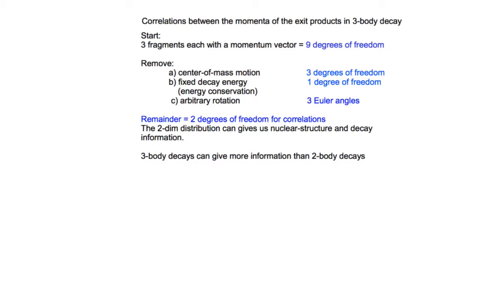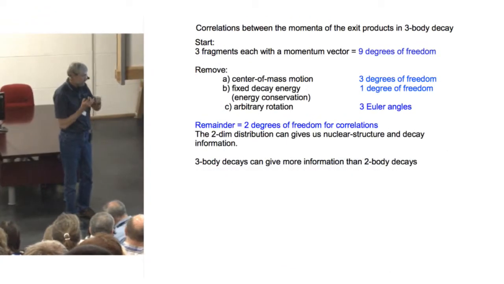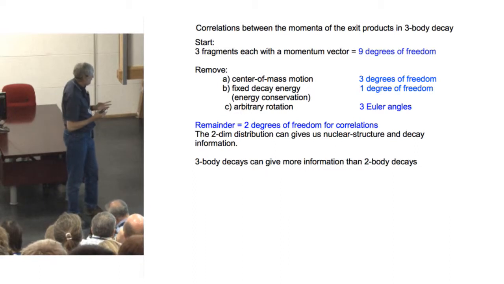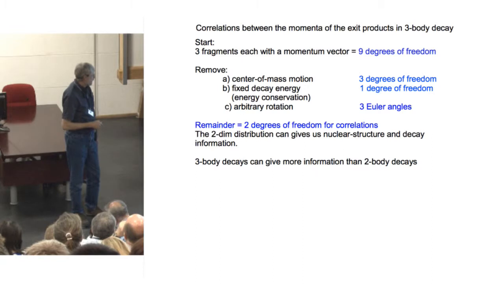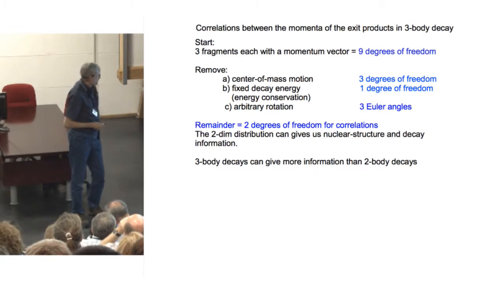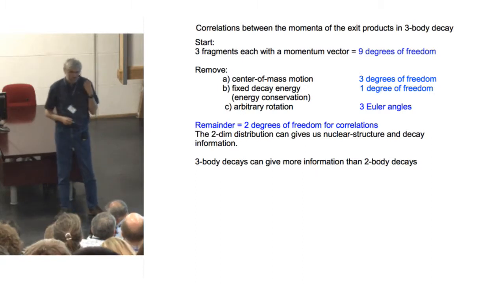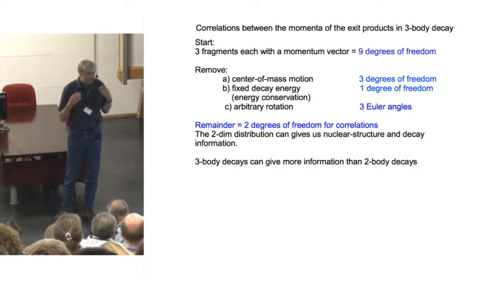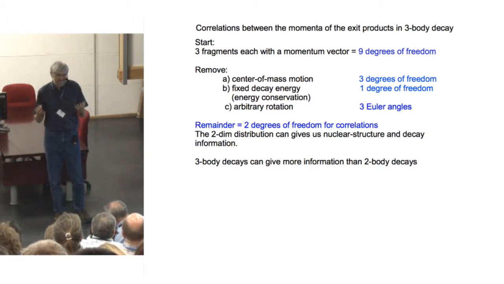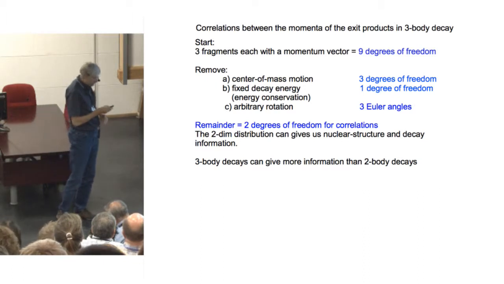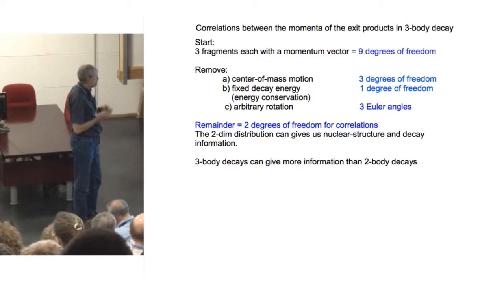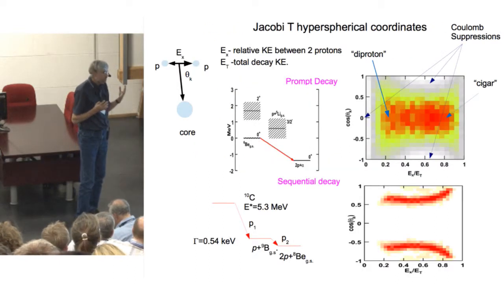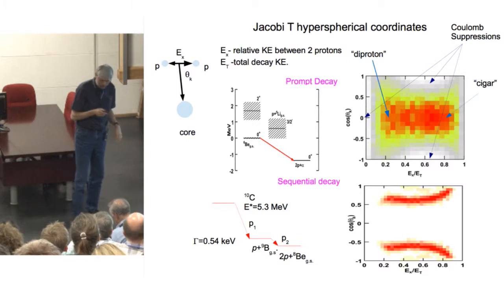Unlike 2-body decay, where you have a resonance energy, a resonance width, and spin, in 3-body decay you also have another piece of information, and that's a two-dimensional distribution describing these correlations. This two-dimensional distribution is some extra information that we can use to learn about the decay and the structure of the state. And here are some examples. Of course, you get to choose what dimensions you plot against each other, and there are various choices you can make.